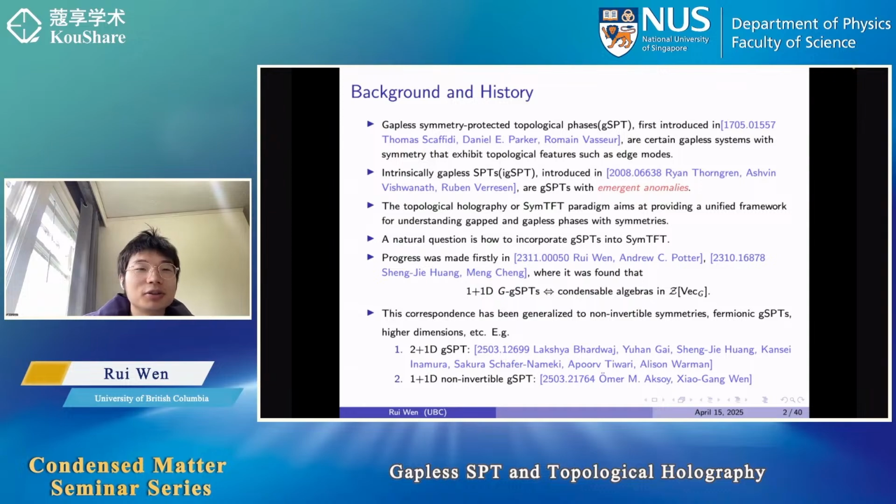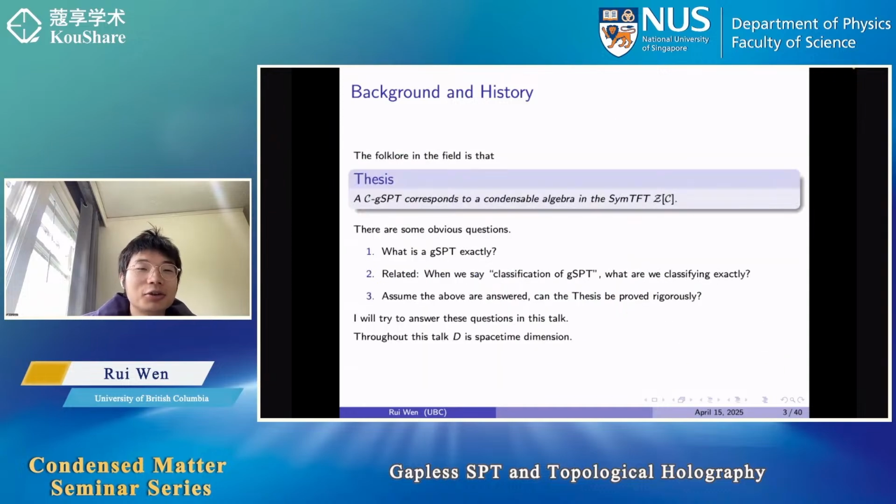The folklore in this field is that a gapless SPT, with symmetry that can be some generalized symmetry, corresponds to a condensable algebra in the SymTFT. So there are some obvious questions. What is a gapless SPT exactly? And a related, more refined question: when we say classification of gapless SPT, what are we classifying exactly?